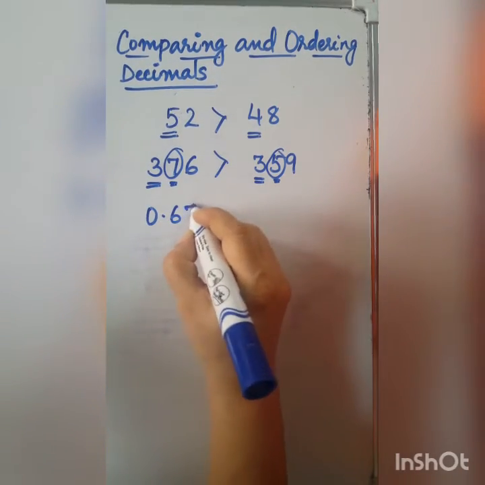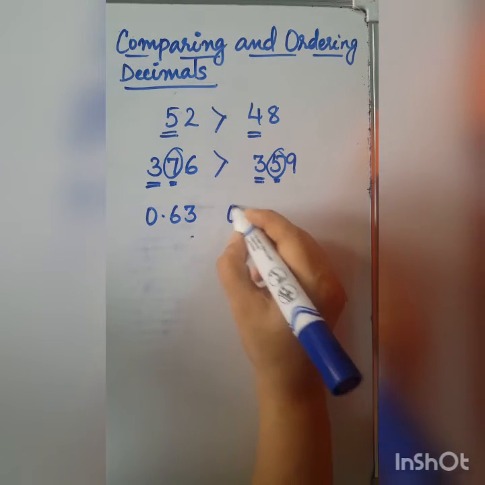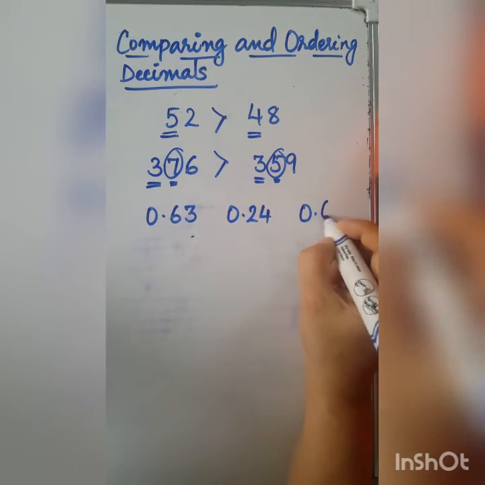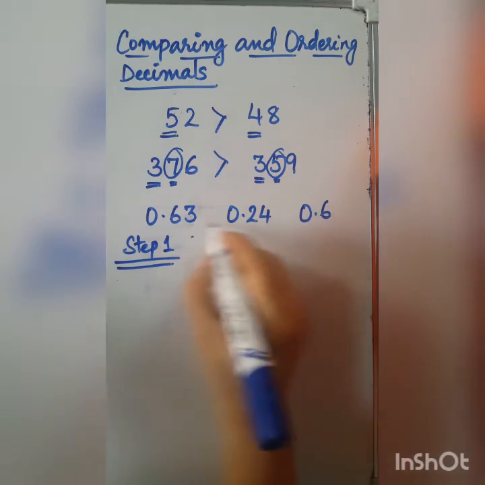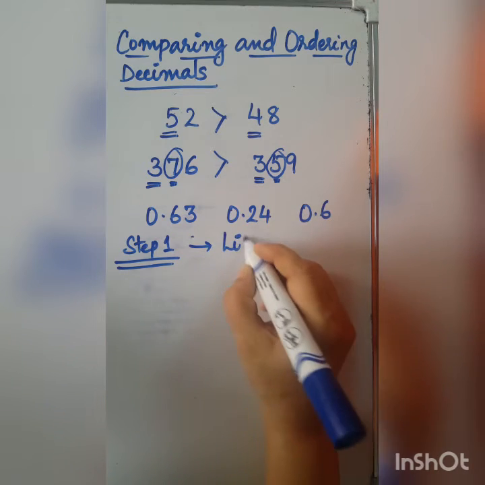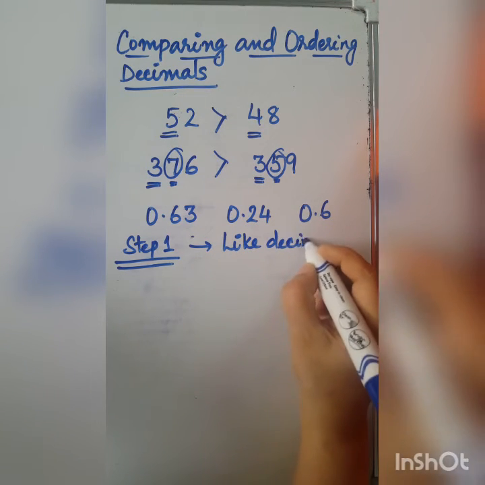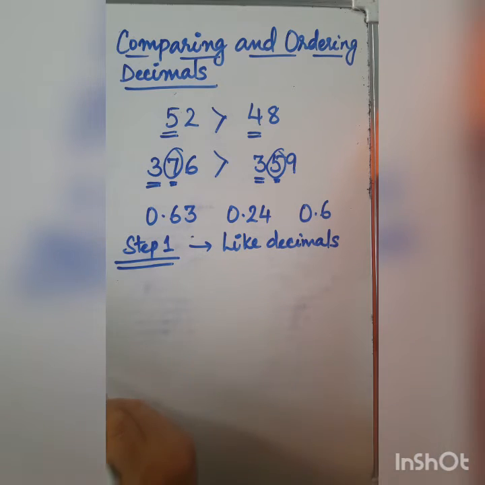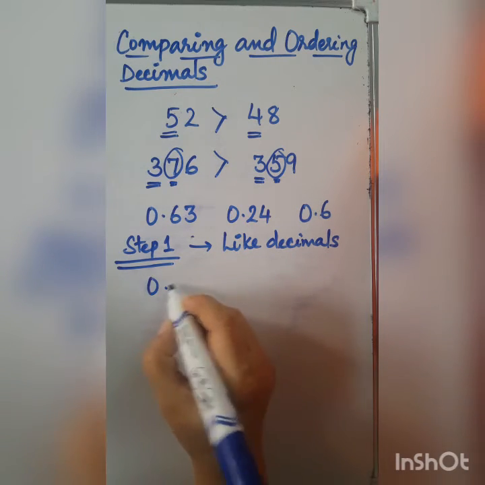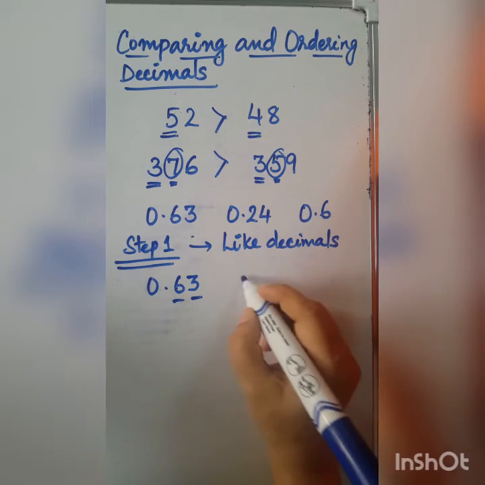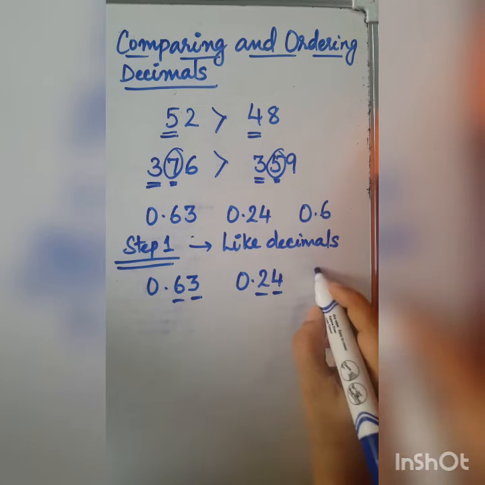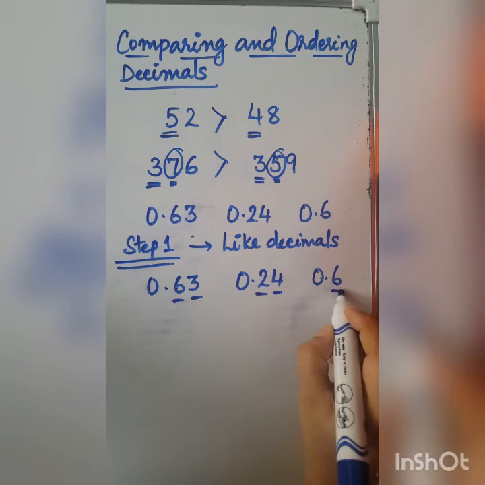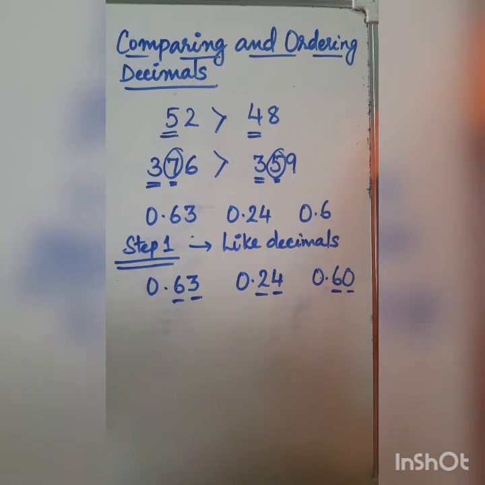If I have to compare 0.63, 0.24 and 0.6, the very first step is that I will change all of them to the like decimals. That means decimals having same decimal places. Okay. So here we see these have 2 decimal places. Similarly, 0.24 also has 2 decimal places, but 0.6 here has 1 decimal place. So I will put a 0 to convert it into 2 decimal places.